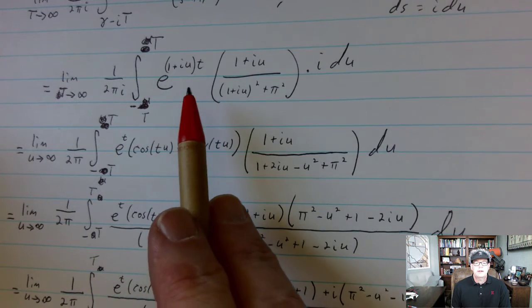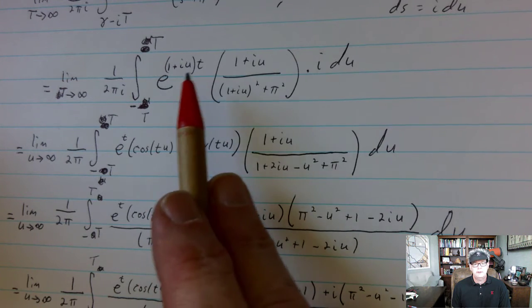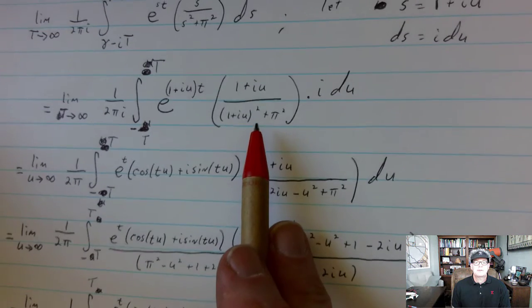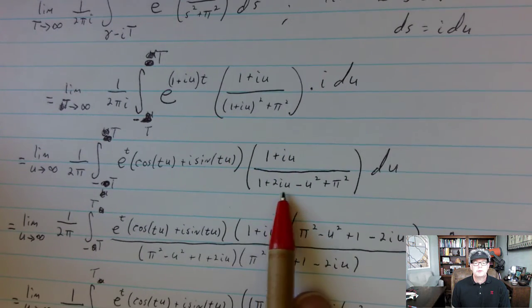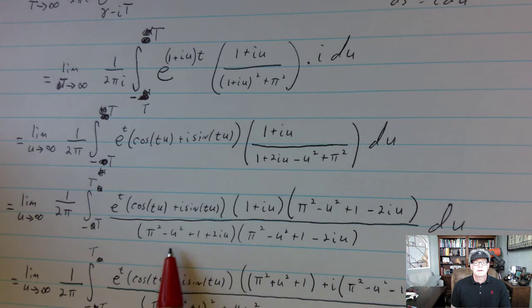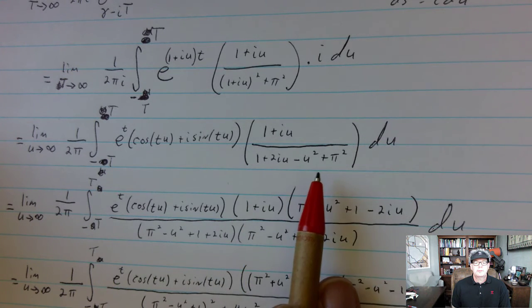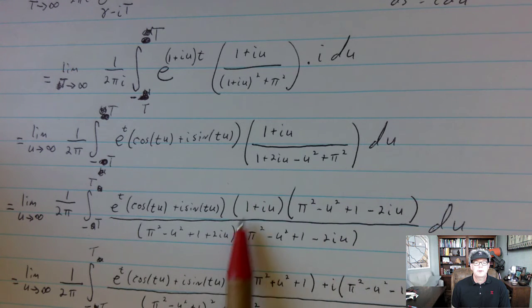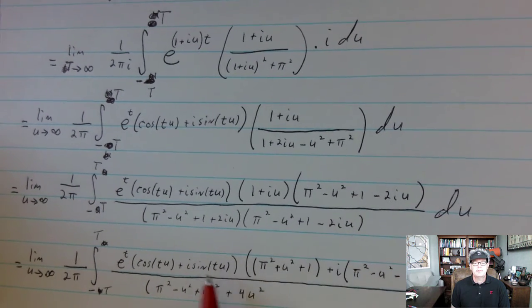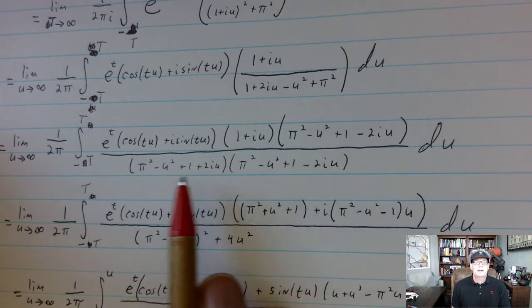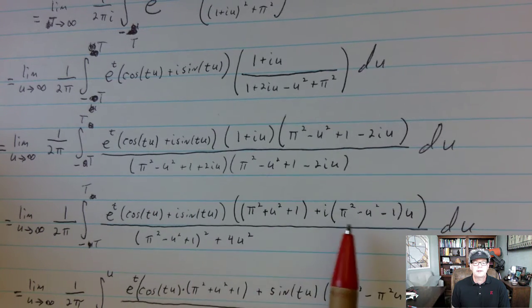Anyhow, inside here, again, we've got e to the t, e to the i ut, which becomes cosine tu plus i sine tu. I've got the s over s squared. If I multiply that out, then I get a real and imaginary part. The real part is pi squared minus u squared plus 1 plus 2iu. Multiply top and bottom by the conjugate. Multiplying these together will just be the real part squared plus the imaginary part squared.